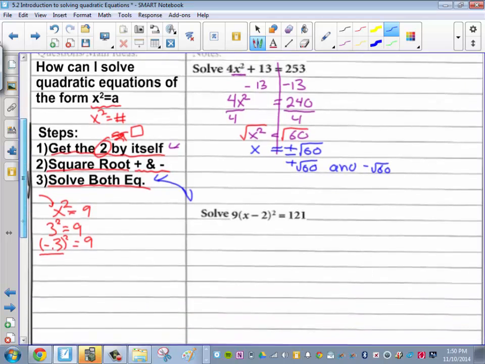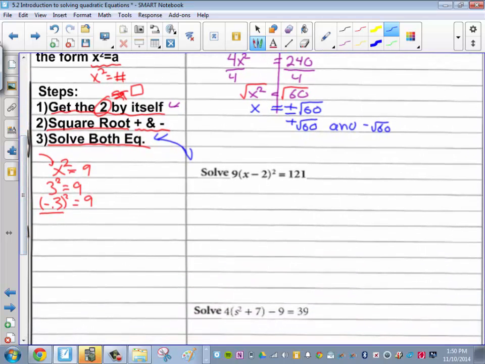Check this out. Okay. So, same situation. We want to get the square by itself. In this situation, this is your square.